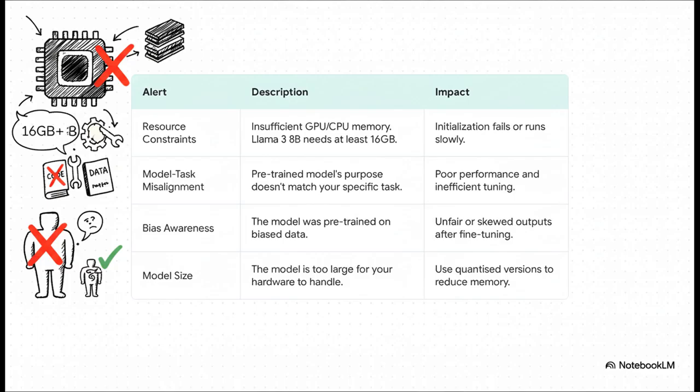Then there's model task misalignment. This is a big one. Imagine trying to use a model trained on Shakespearean poetry to analyze financial reports. Yeah, that's not going to work well. It's a recipe for poor performance. We also have to talk about bias awareness. Remember, these models are trained on real-world data, and that data can have biases. If you're not aware of that from the start, you could end up with some pretty skewed or unfair results later. And finally, model size. Sometimes the model is just too big for your setup. A great workaround here is to use a quantized version. You can think of it like compressing a giant photo. You might lose a tiny bit of quality, but it suddenly becomes way easier to handle.